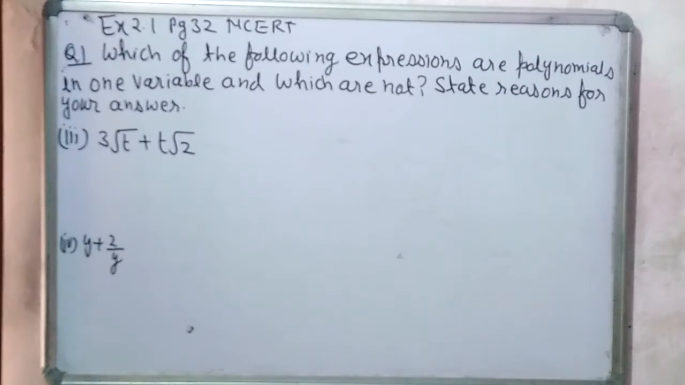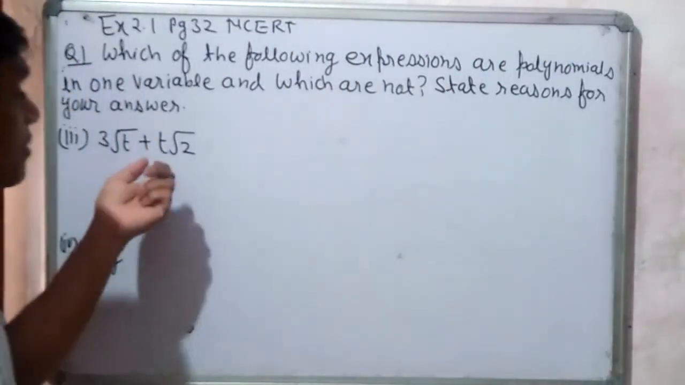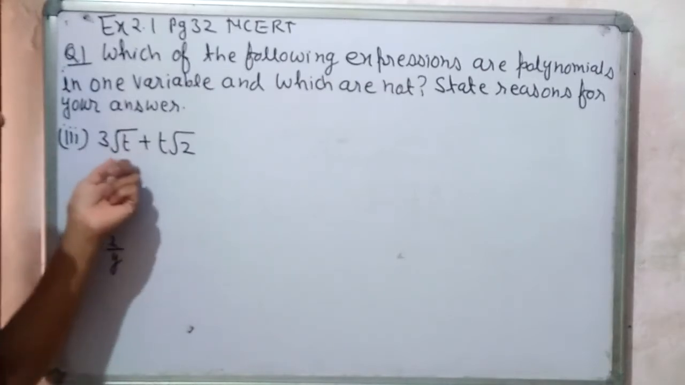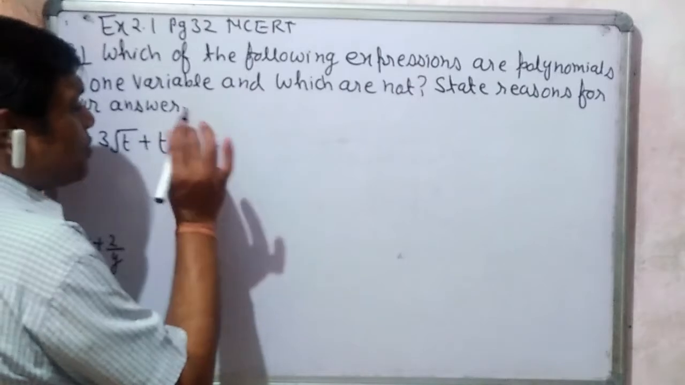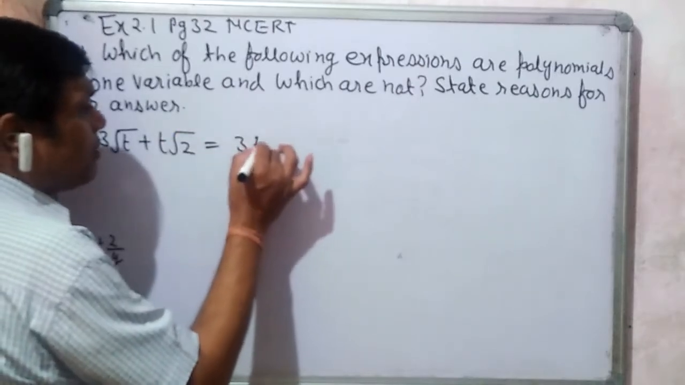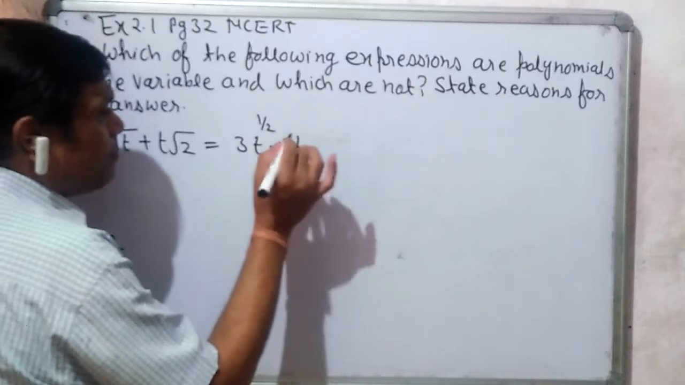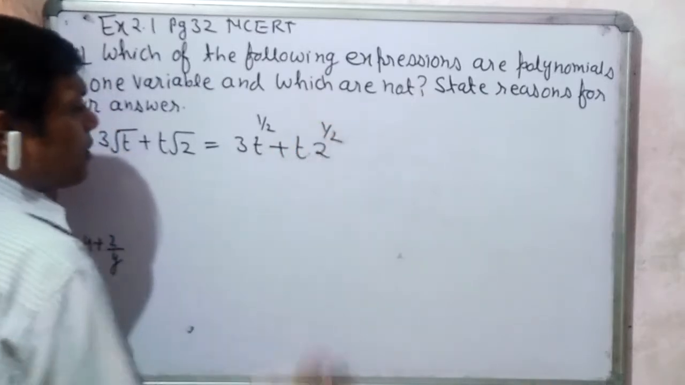The third part of this question, students, is 3 under root t plus t under root 2. Now what we understand about the square root, can we write it in terms of powers as 3t raised to power 1 upon 2 plus t multiplied by 2 raised to power 1 by 2.